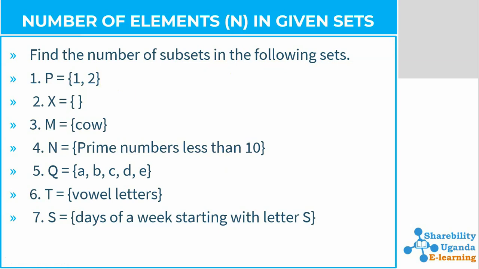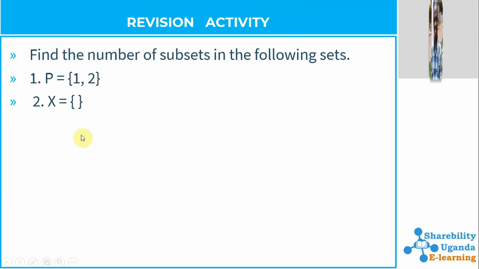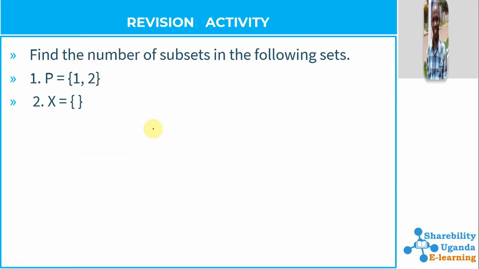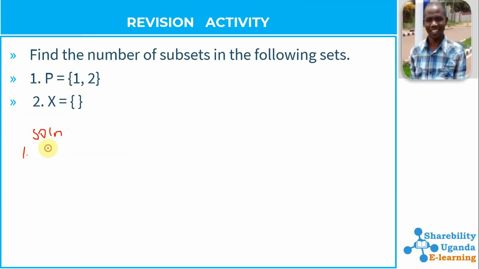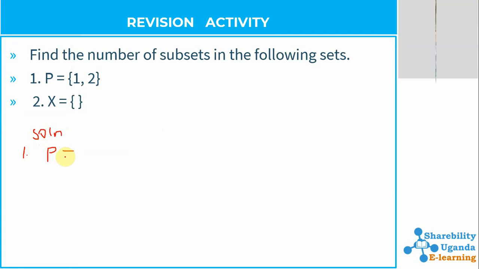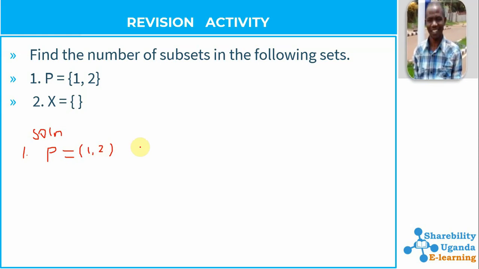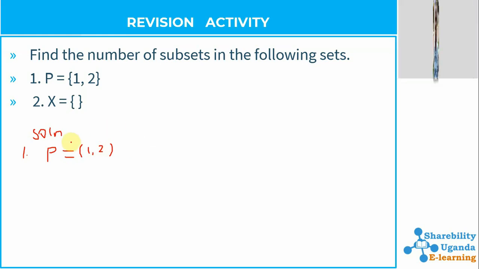Remember, they are saying find the number of subsets. Our number one is here. Let's get our pen and calculate. So our solution: our number one has been given as set P, which has the elements 1 and 2. These are the elements in our set P. Remember, they want us to find the number of subsets within this set.